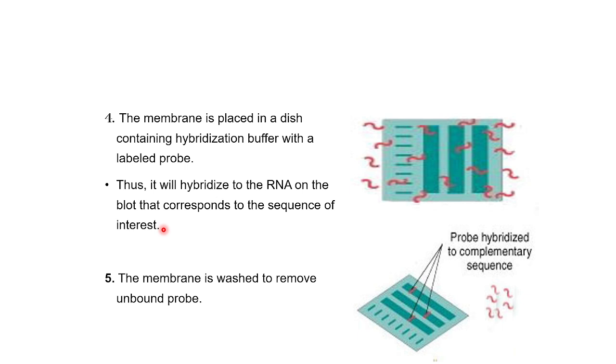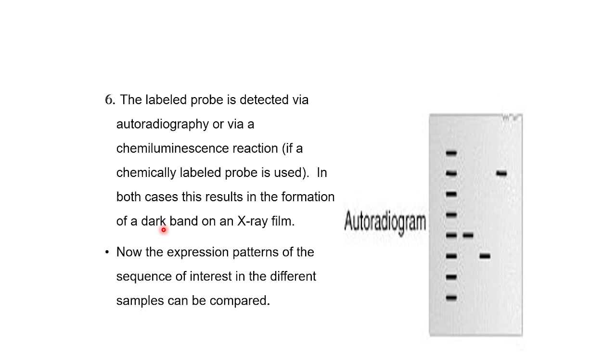That's the transfer. The membrane is then placed in a dish containing the hybridization buffer with the labeled probe that can be radiolabeled, and thus it will hybridize to the RNA on the blot that corresponds to the sequence of interest. The membrane is washed to remove the unbound probe, and then you observe it under the autoradiogram or via chemiluminescence if you have used a chemically labeled probe. In both cases, this results in the formation of a dark band on the X-ray film. Now, the expression patterns of the sequence of interest in the different samples can be compared.